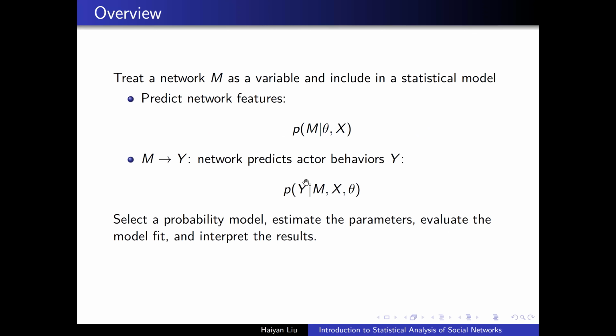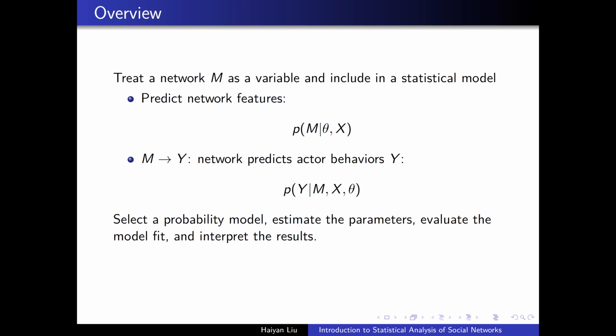In understanding the relationship of a network with other variables, we will treat a network M as a variable and include it in a statistical model. So therefore, we could predict the network using other covariate information X. We could also use the network to predict some other variables such as behaviors.